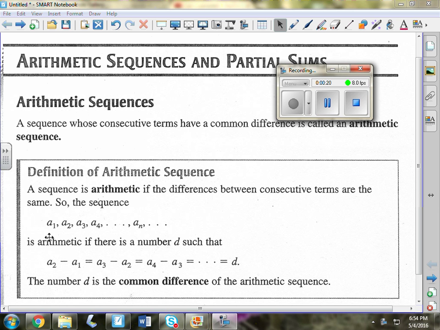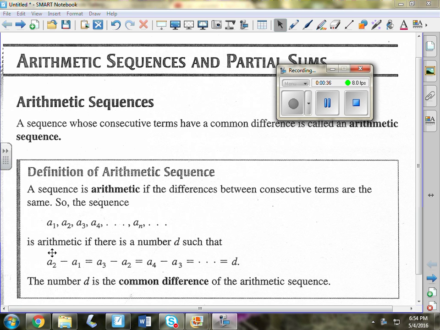So here's a sequence: first term, second, third, fourth, and so on. Here's some other term, a sub n, and then there can be more than that, a sub n plus 1, a sub n plus 2, and so on. And it could be infinite.